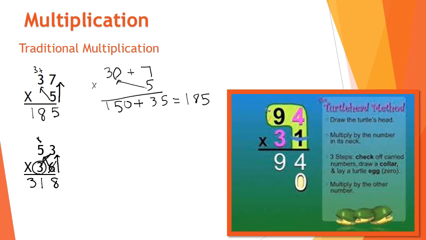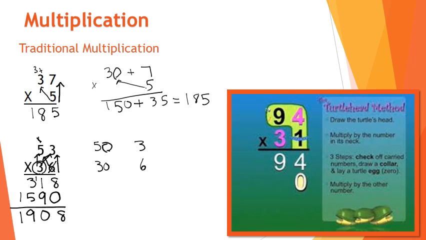So 3 times 3 is 9, but it's not 9 because we're in the tens place. So I'm going to put my placeholder 0 and then multiply 3 times 3, 9. 3 times 5 is 15. I'm going to add these two numbers together and get 1,908.